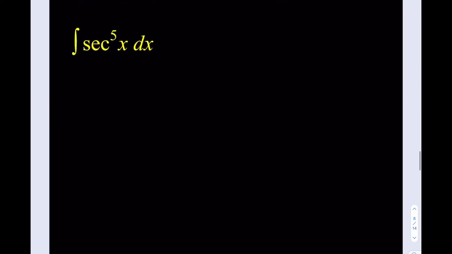Let's go ahead and take a look at secant to the fifth power of x, and this is going to be real fun.